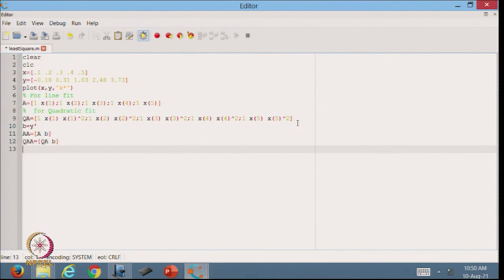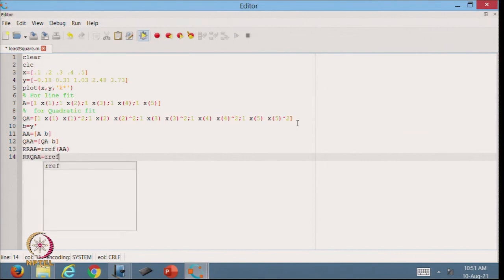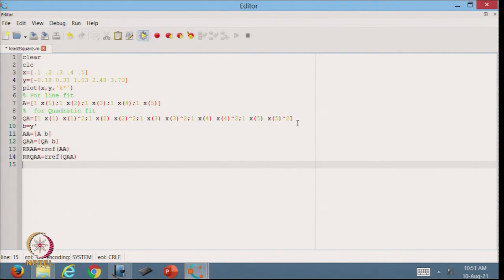Now, first of all, I want to check the rank. After the augmented matrix, I want to find out the row reduced echelon form. So, I just write rref of AA. It is the command that gives you the row reduced echelon form. Similarly, I can write rref of QAA. So, from here I will get the row reduced form.